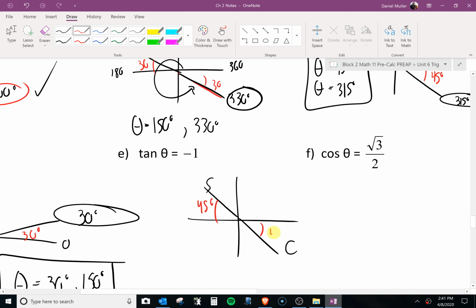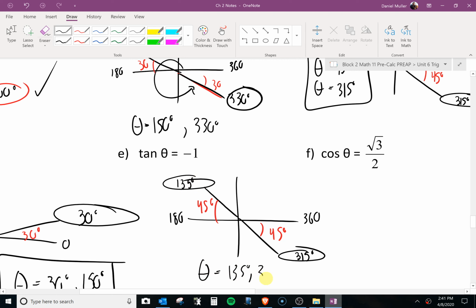And this right here is going to be 45 degrees. And then the question is, what are my actual angles? So you can start labeling. I label this as 360, and it's less 45, so 315. And I label this as 180, less 45 is going to be 135. So my angles are 135 degrees and 315 degrees.